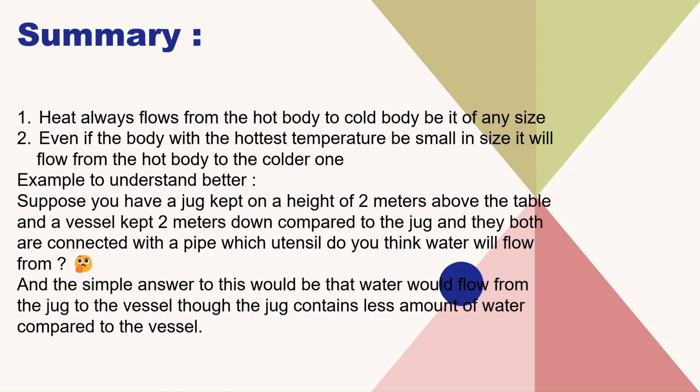Summary. Heat always flows from the hot body to a cold body, be it of any size. So remember that story of the cup and the jar? What after the cup is empty on the table? Will the jar start flowing water through it? Of course not. In the same way, the body with more height or the more temperature will always be flowing its heat to the body deeper in height or the body with less temperature. Even if the body with the hottest temperature be small in size, the heat will always flow from the hot body to the colder one.